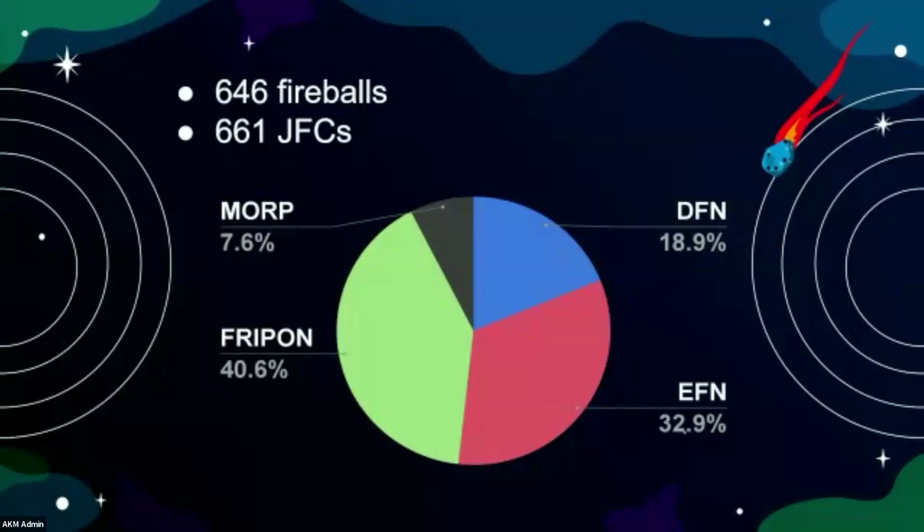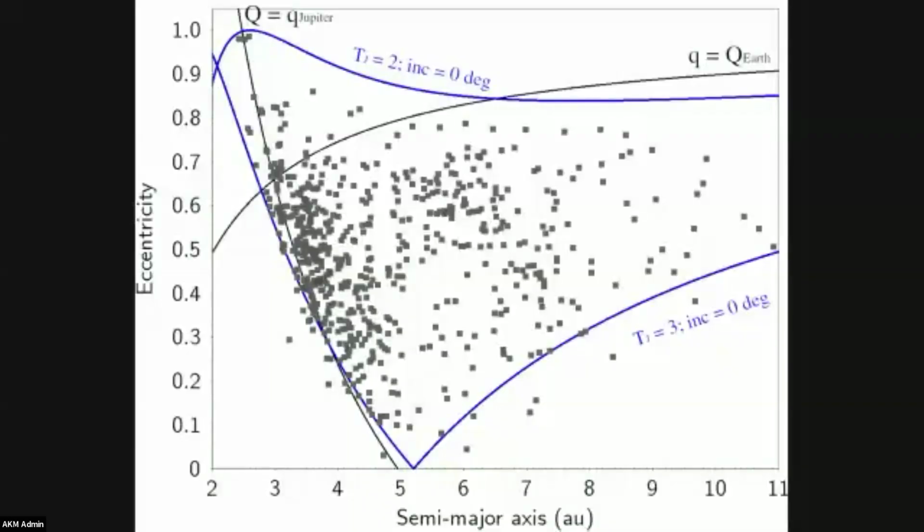So in total, I looked at 646 fireballs and 661 JFCs. 661 JFCs is all the JFCs that we have observed according to the NASA Horizons database. Trying to get through this quickly, this is just the semi-major axis versus eccentricity. And you can see in the top right corner, we have DFN, EFN, FRIPON, and MORP data.